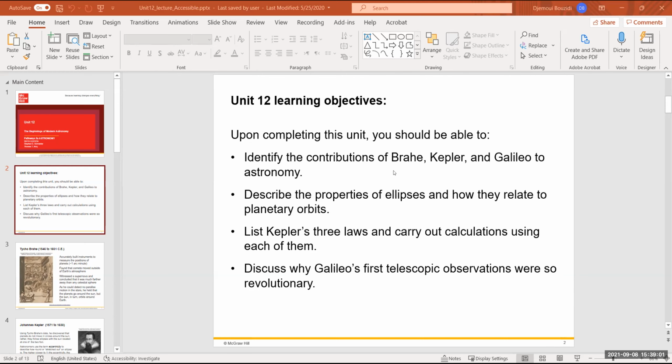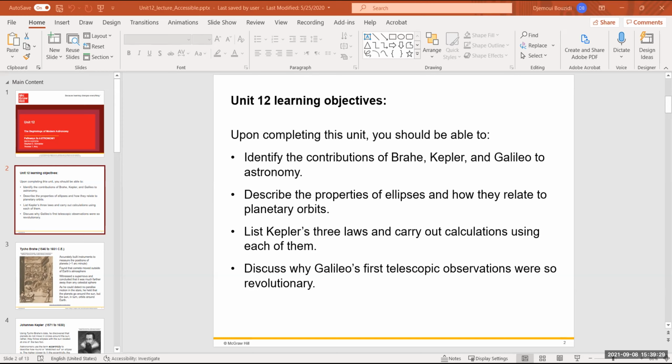Again, describe the properties of the ellipse. I already mentioned those properties. You have the 2 focal points. You have the semi-major axis, the semi-minor axis, and the eccentricity. Those are some of the key properties of the ellipse, the path that the planets take around the sun. List Kepler's 3 laws and carry out calculations. Okay, item 3, the last item we did.